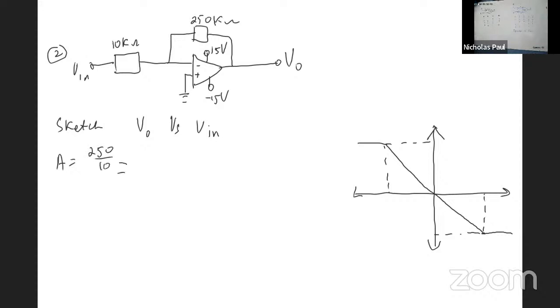Eden, what do you get for the gain? 25, nice. What did you get for the max or min V in? That's the second part, Eden. So it's plus and minus 15 over 25. That's what, 0.6. Oh yeah, finish it quick. I'll give you 2 minutes, finish that out. And then do the sketch.